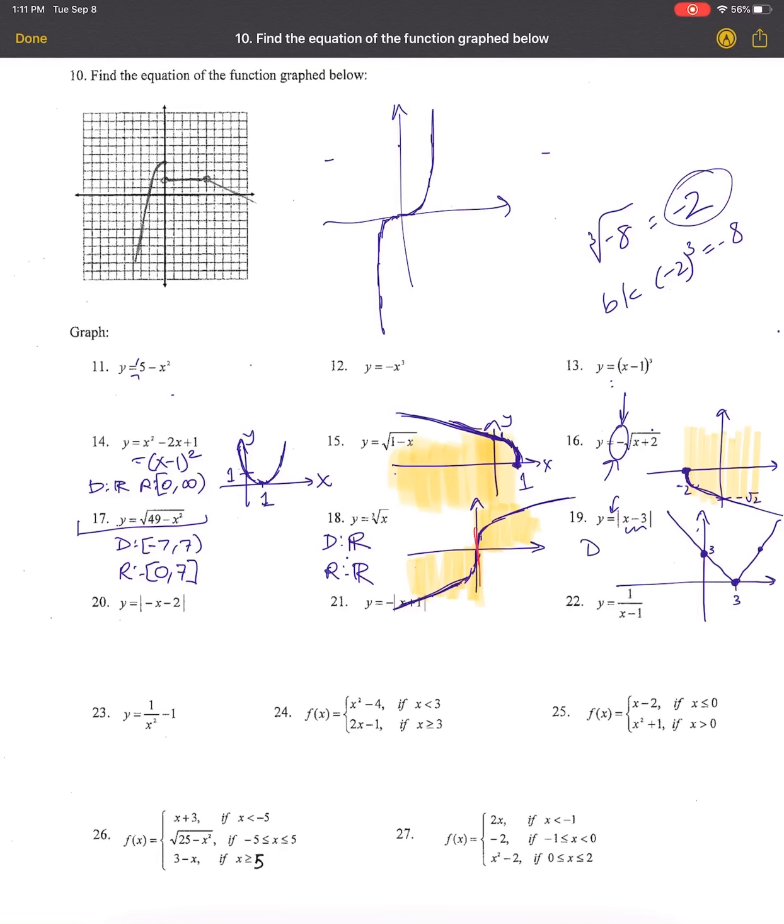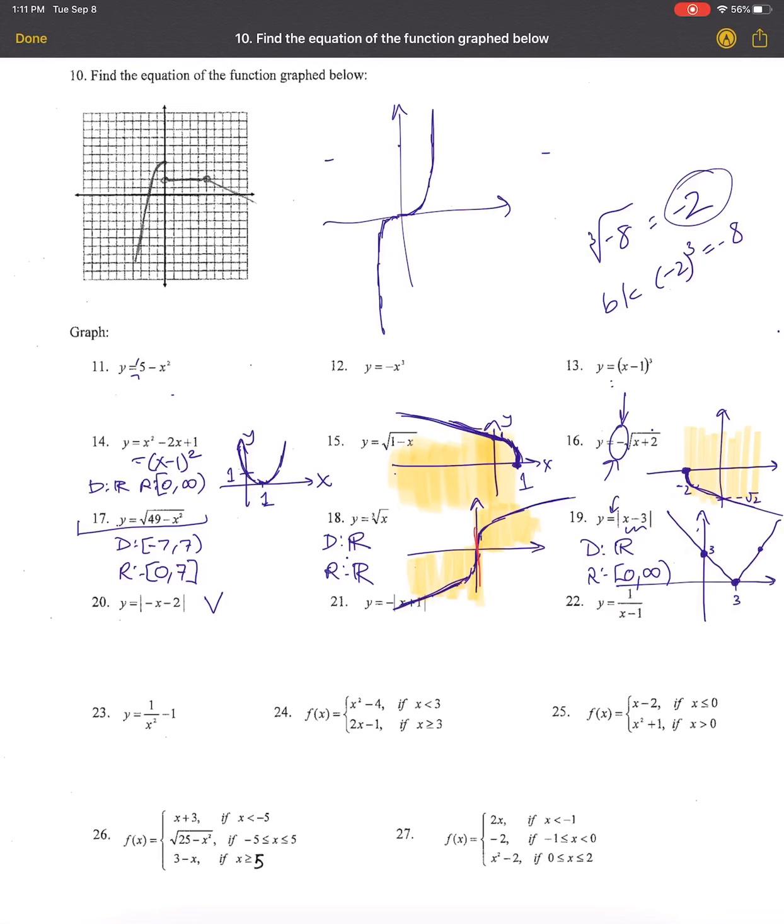Domain on this, I can put any number into absolute value bars. My range on this, I can see it. My lowest y value is a 0, and my biggest y value, there's no restriction on. All right. Okay, last one, 20, is also a v for the absolute value function. There's still no negative out front, so it's still a v opening up.